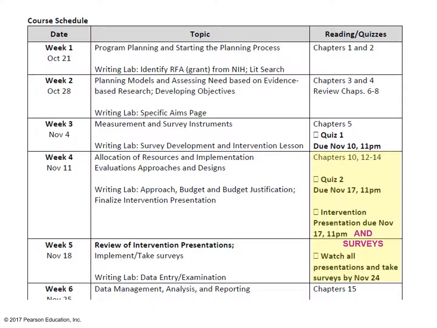And then at the end of week 4, they're due along with your survey. And then by week 5, everyone is going to watch the different presentations. It's almost like an intervention. And then they're going to take a survey about that presentation. And so then everyone has to complete that by November 24th.